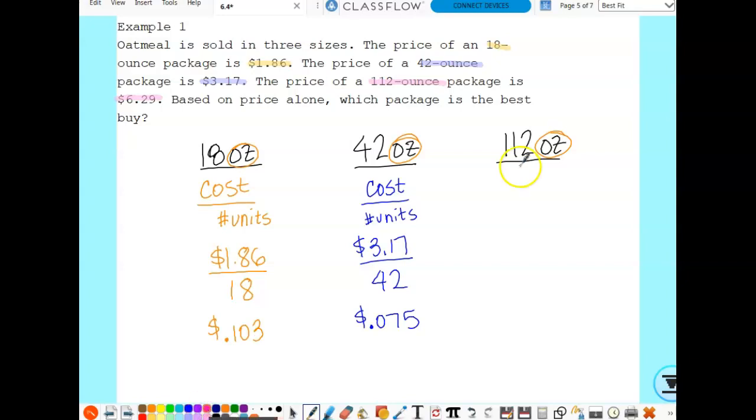Again, we take the cost divided by the number of units, which in this case is ounces. So we take the cost, $6.29, and divide it by the number of units, 112 ounces. $6.29 divided by 112 is 0.056.